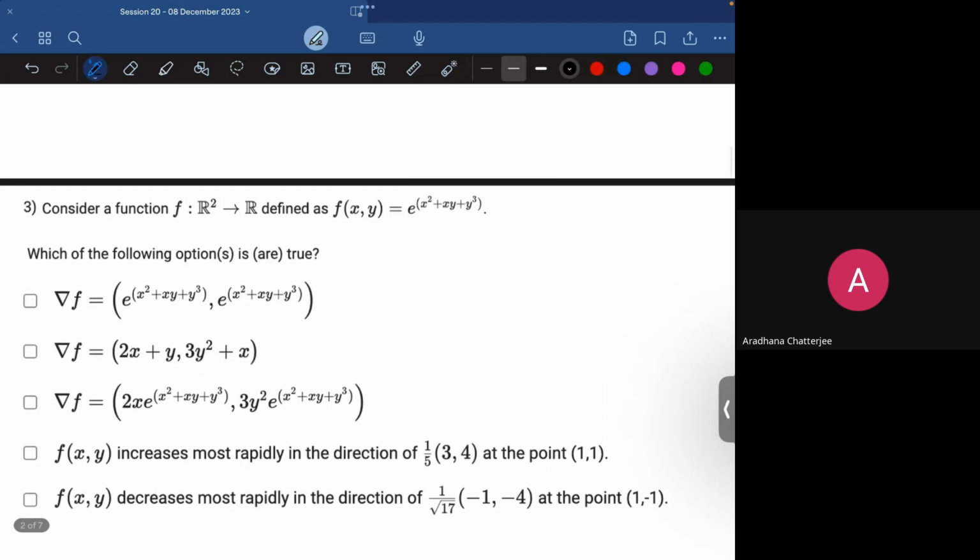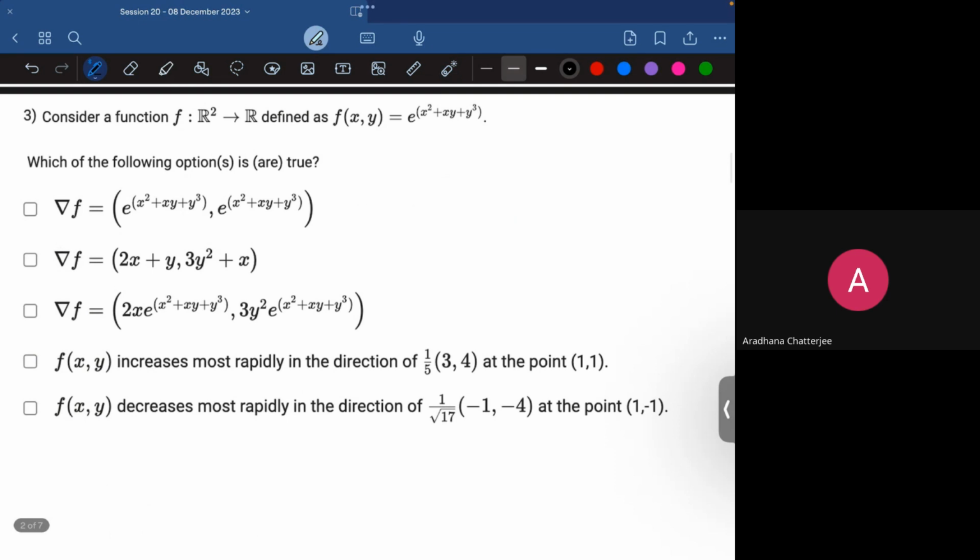Okay, so we have this function here. This is from an activity only. I chose it because it covers a lot.